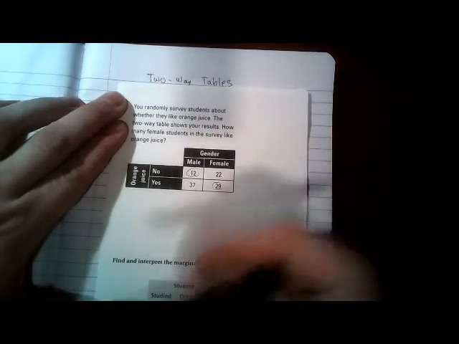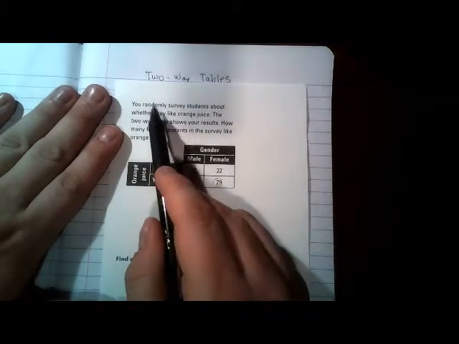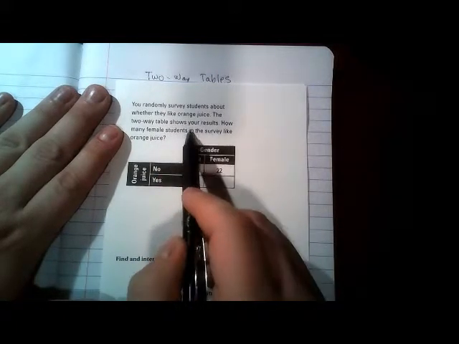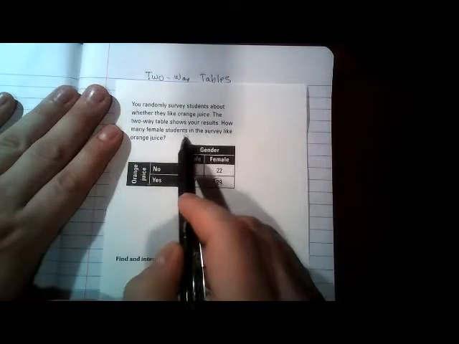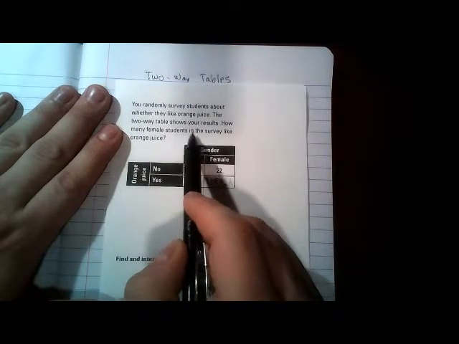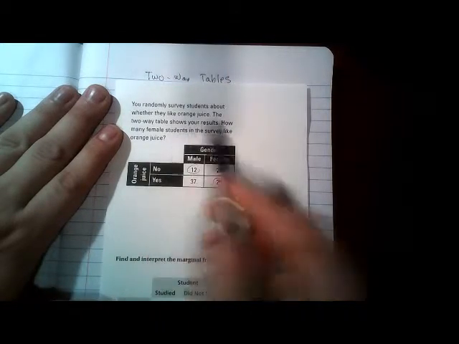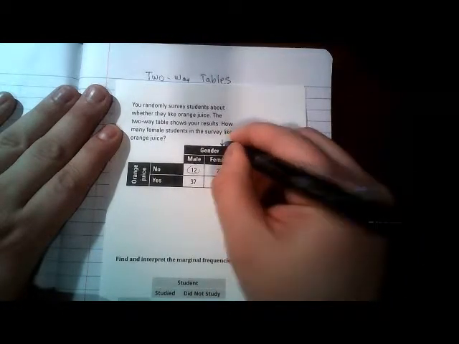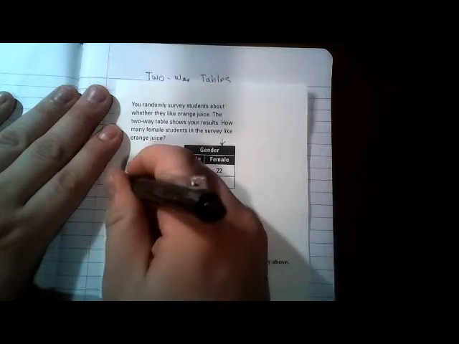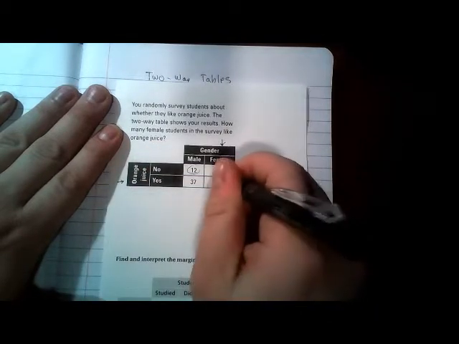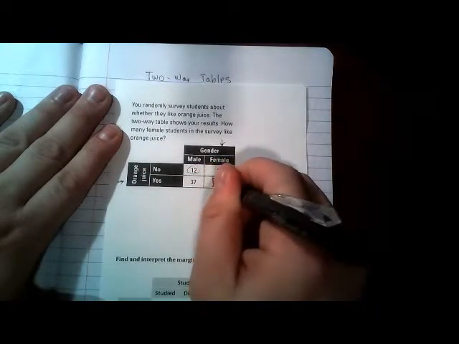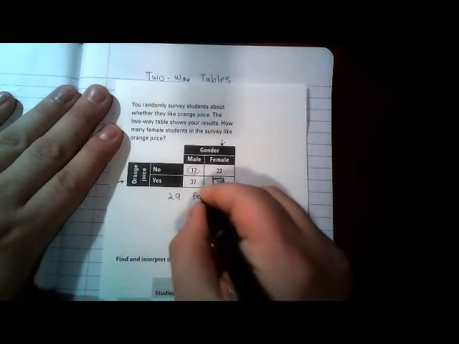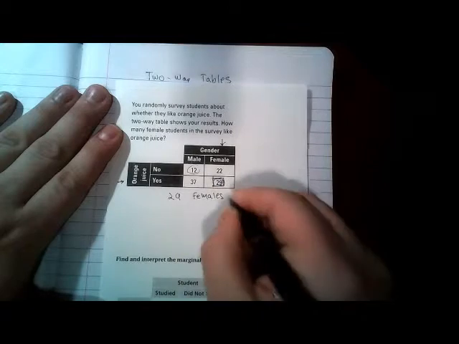So when we look at this problem, it says you randomly survey students about whether they like orange juice, and the two-way table shows your results. How many female students in the survey like orange juice? You're going to find female, and yes, they like it. And that number brings you to 29. So 29 females like orange juice.